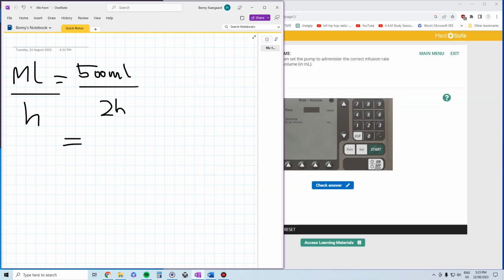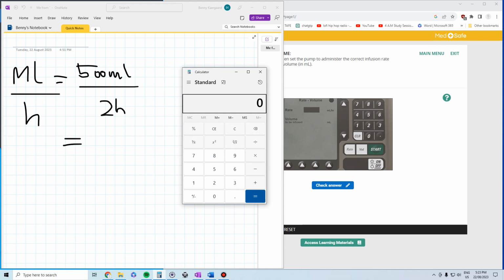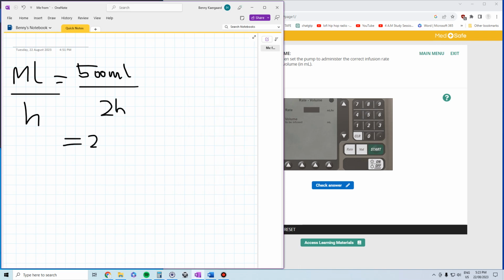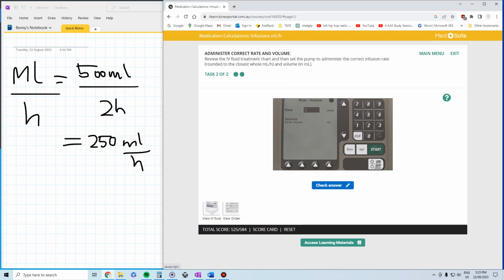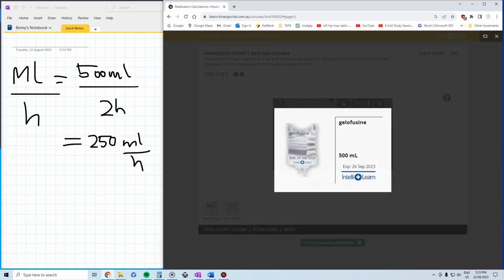Okay, do that calculation. 250 milliliters. Easy. Milliliters. Volume is 500 here.